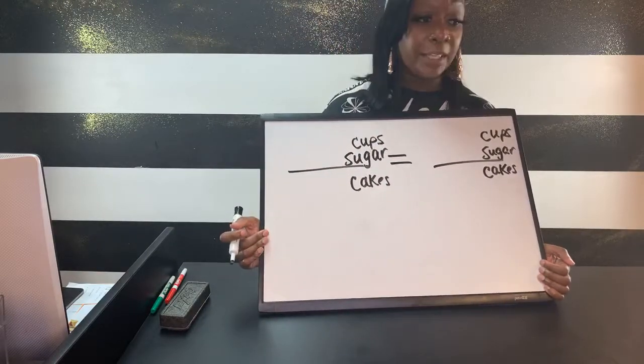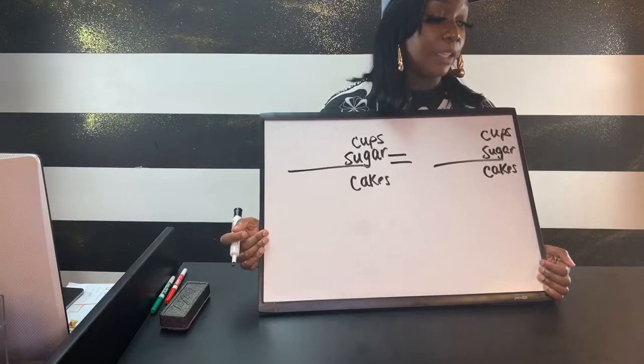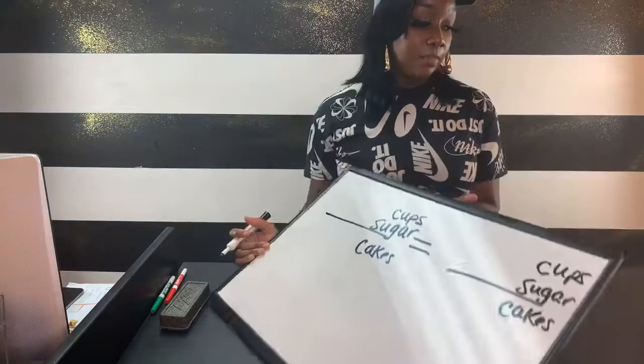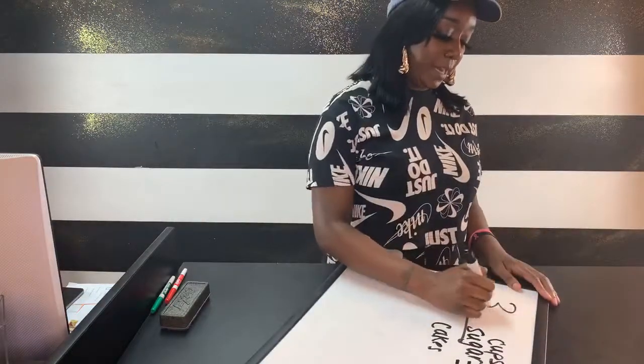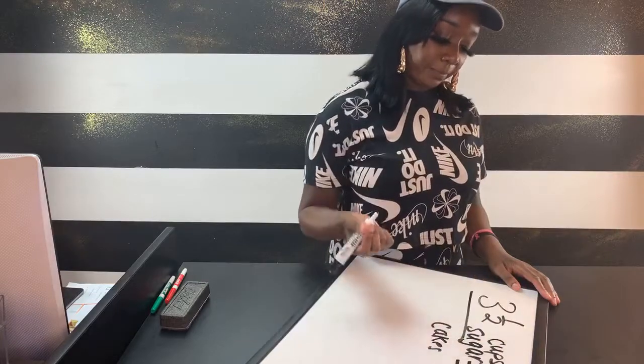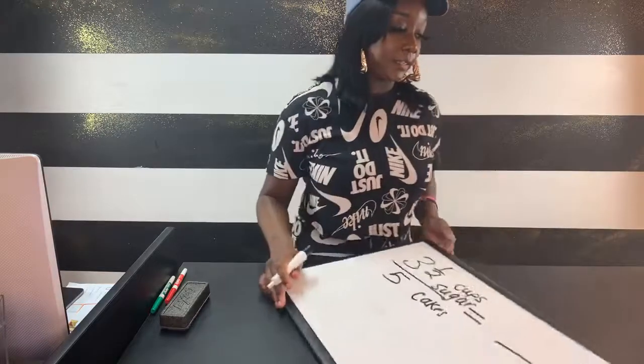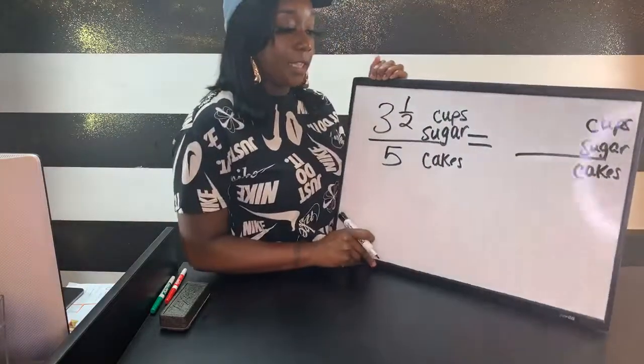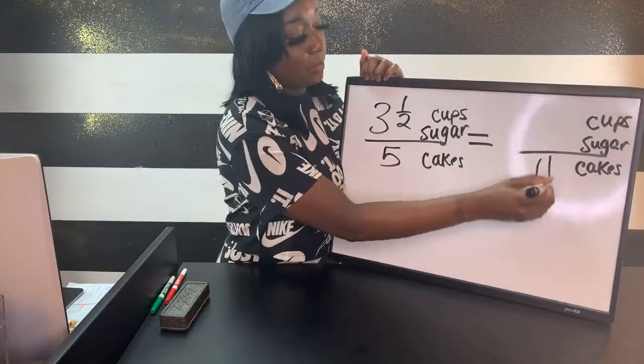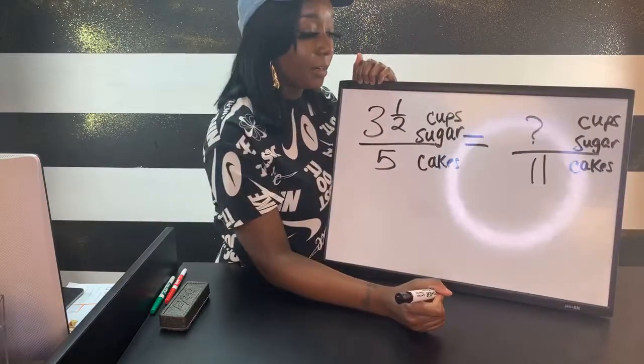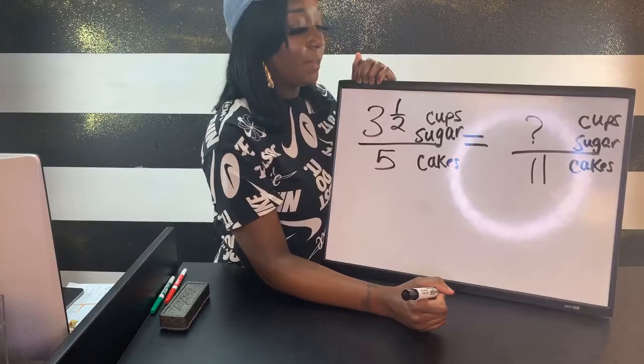So if we reread the question, it says Stephanie uses 3.5 cups of sugar to bake 5 red velvet cakes. So I can do 3.5 up here, 5 cakes here. All right, it says if she bakes 11 cakes, so I know 11 goes here, which means my question mark goes here. It says how many cups of flour will she need?